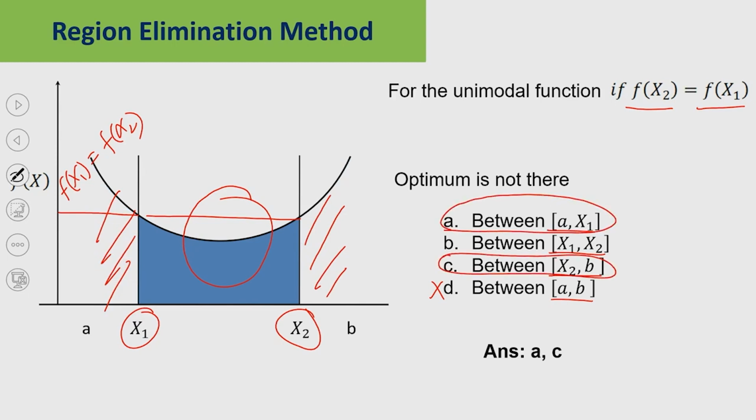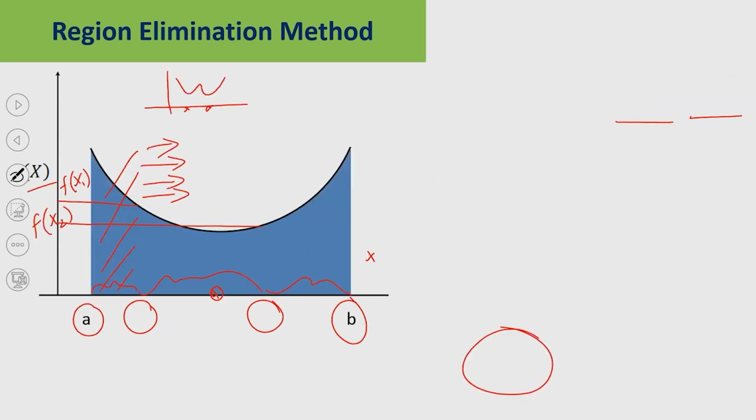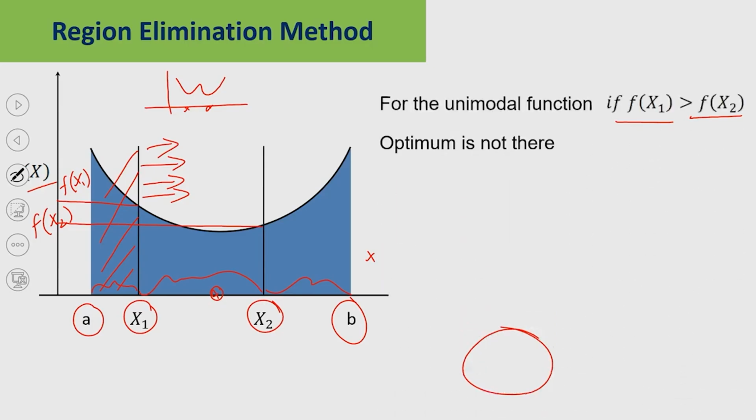So, by comparing the function values at 2 points, I can eliminate some of the region. In the first case, if I take these 2 points and I know that f(x1) is greater than f(x2).